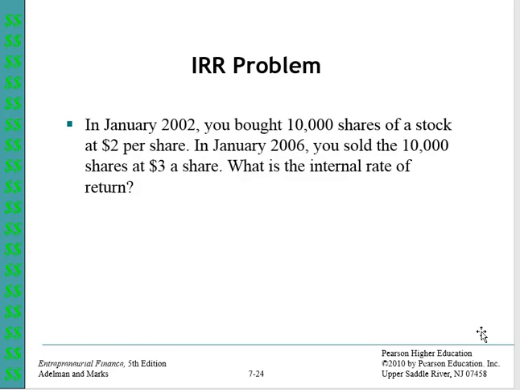So again, let's think about this problem. If you have your spreadsheet, you might want to put it on pause and work your way through the problem. You're going to buy 10,000 shares of stock at $2 in January of 2002. In January of 2006, you sell those shares for $3. What rate of return did you earn on your investment? When you solve for this, you should ultimately find that the rate of return is 10.67%.